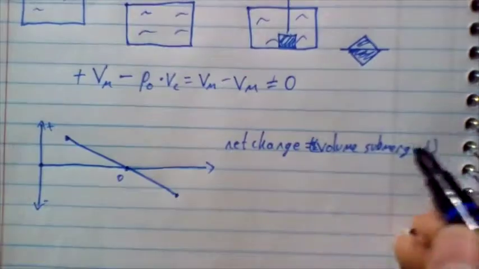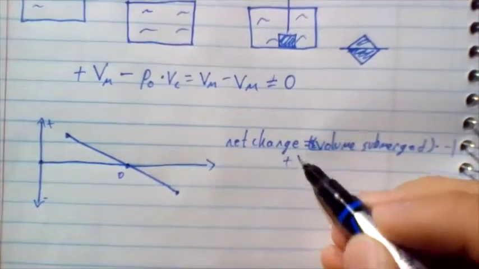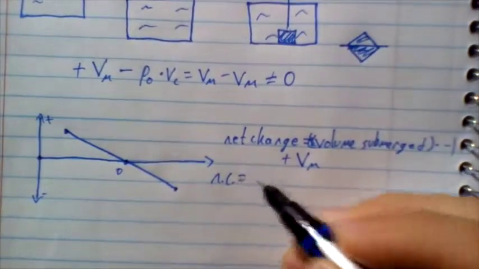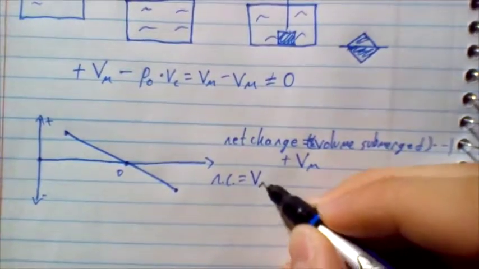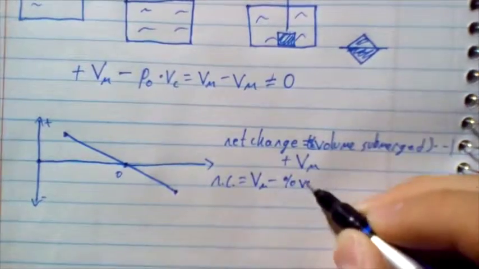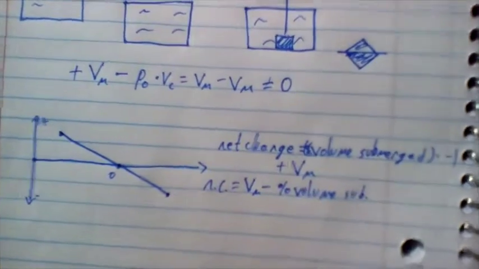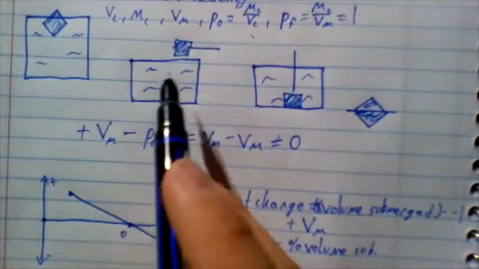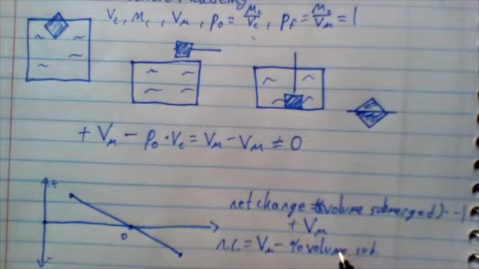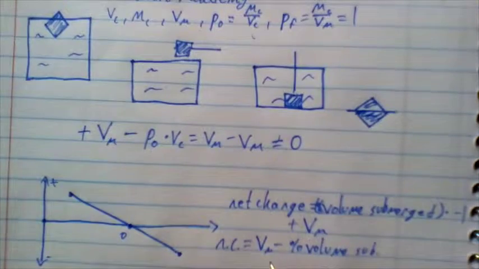Sorry about that. The times minus 1 plus V sub m, or to rewrite it nicely, the net change is equal to V sub m, which is this guy over here, minus the percent of the volume that is submerged. And we can see that this is true because, experimenting with our graph over here, we have that 0% of the volume is submerged. And therefore, the net change in volume once it melts will be V sub m.